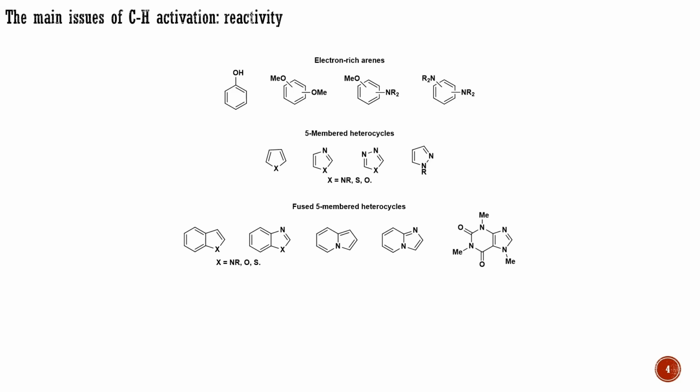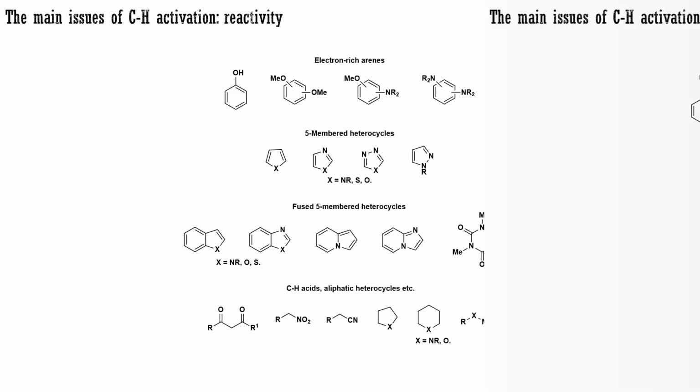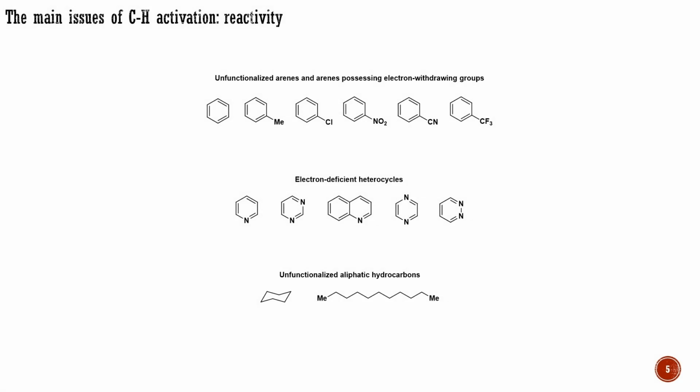The reactivity trends in CH activation are very similar to those observed in electrophilic aromatic substitutions. You will understand the reasons controlling the reactivity in sp2 hybridized CH bonds when we come to the mechanisms of CH activation. Among aliphatic systems, the most reactive compounds are the so-called CH acids, saturated heterocycles, ethers, and related aliphatic compounds possessing a heteroatom. In contrast, electron-deficient arenes and unfunctionalized alkanes or paraffins are quite inert.